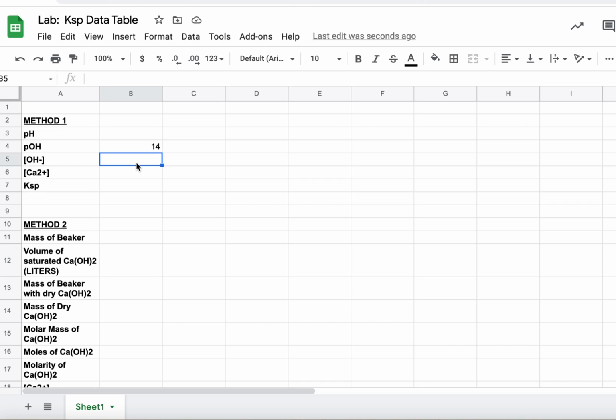Now to find the OH minus concentration, you can't do superscripts or subscripts in Google Sheets, so that's why it looks funny. But for the OH minus concentration, you have the pOH. So to find the OH minus, we do 10, and then you do the little caret for the exponent, negative, and then you can just click B4. That's going to give us the OH minus concentration.